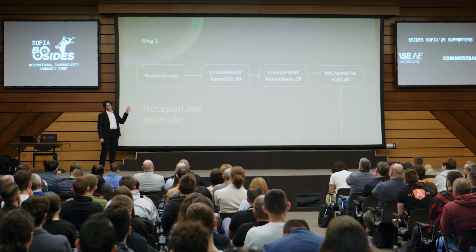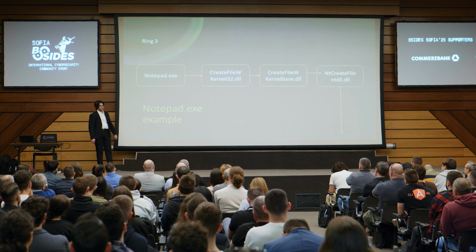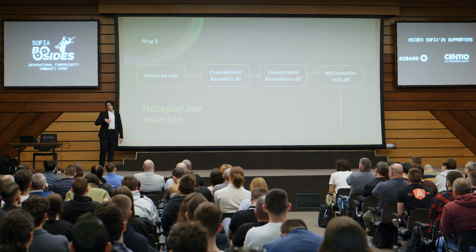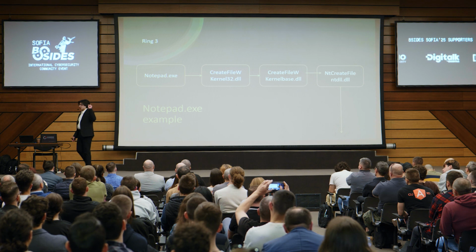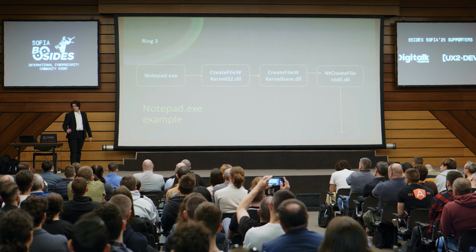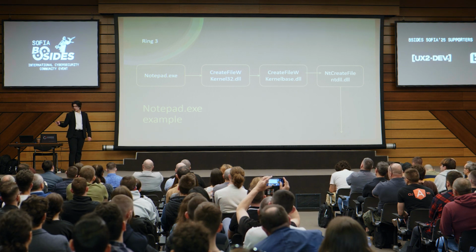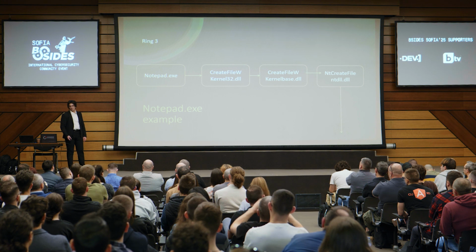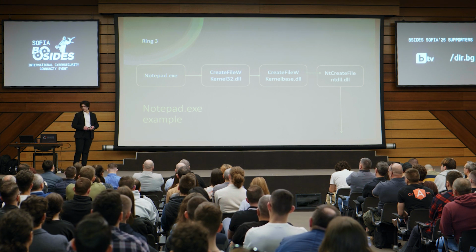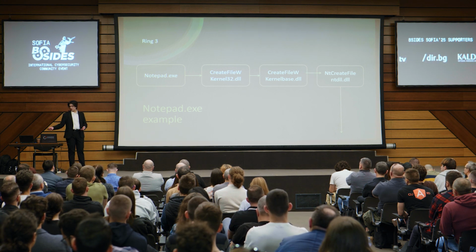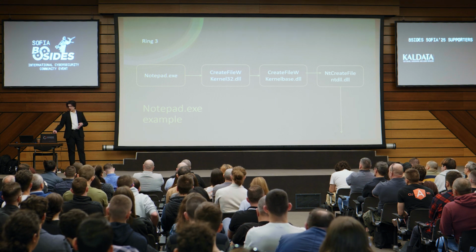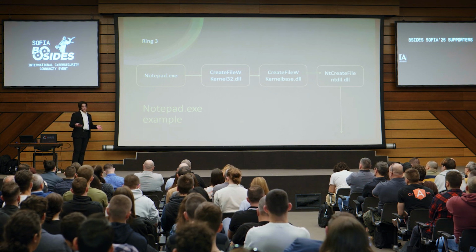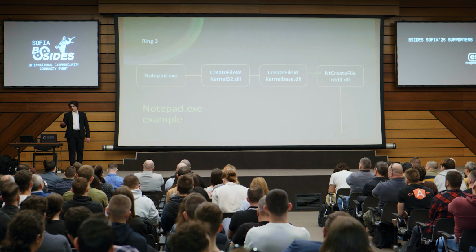Let's see an example of a process, for example, notepad.exe, running with an EDR and without an EDR. First things first, we're going to talk about notepad running without an EDR. We have notepad.exe running normally, then we have the CreateFileW call from kernel32. Then we have the KernelBase API call. Basically, CreateFileW is an abstraction of the function with the same name from KernelBase.